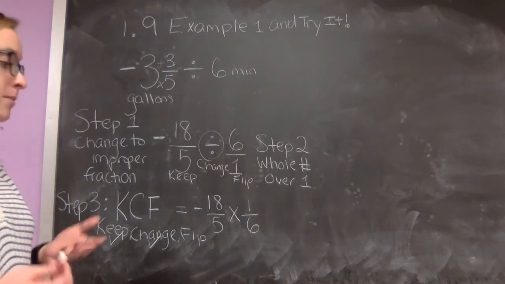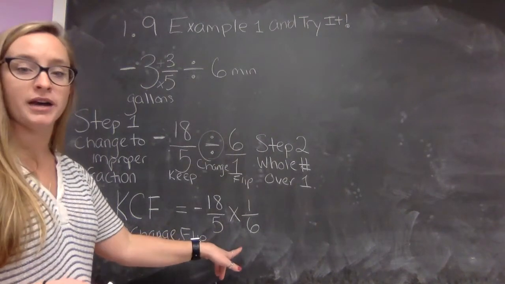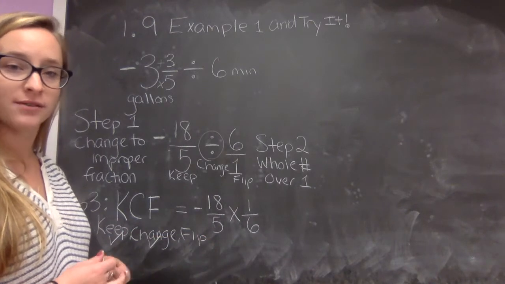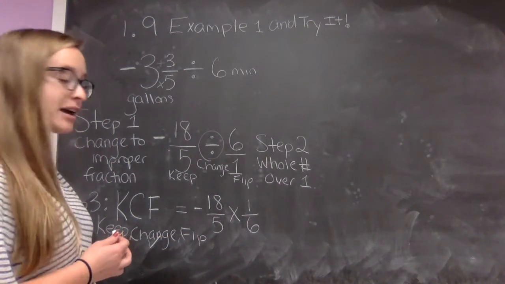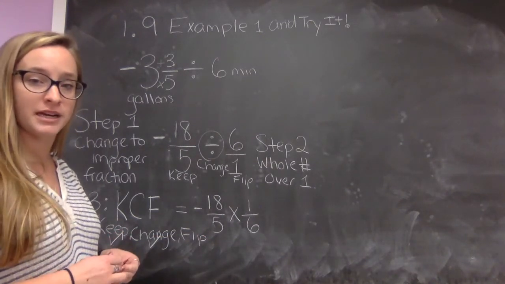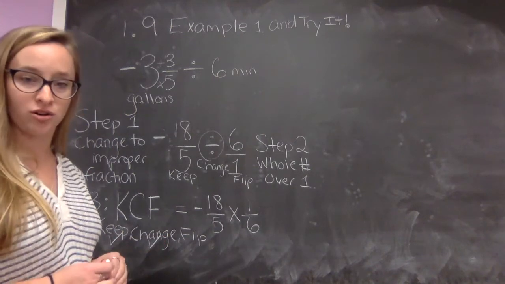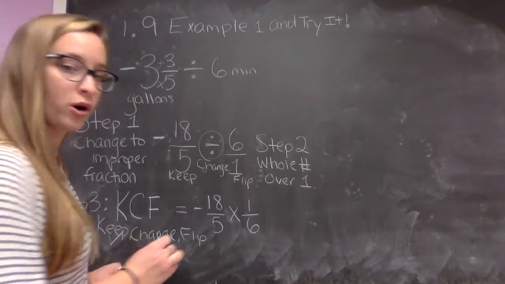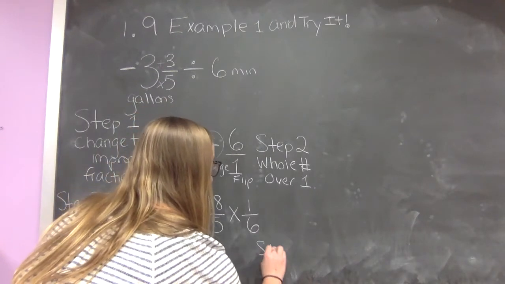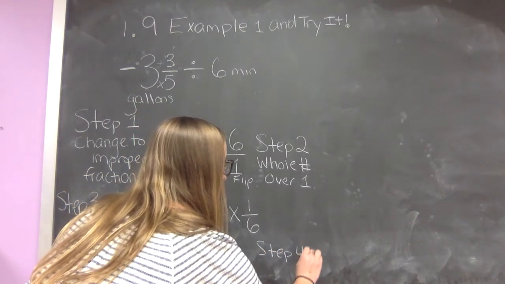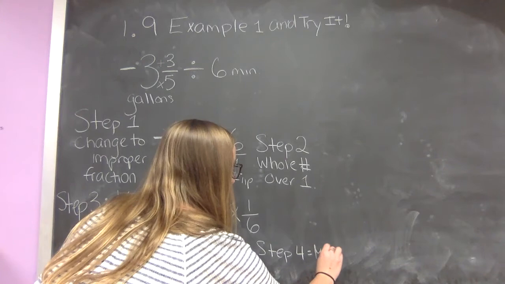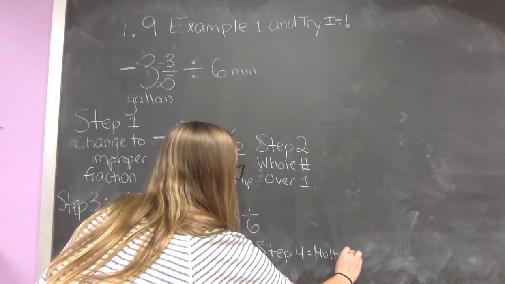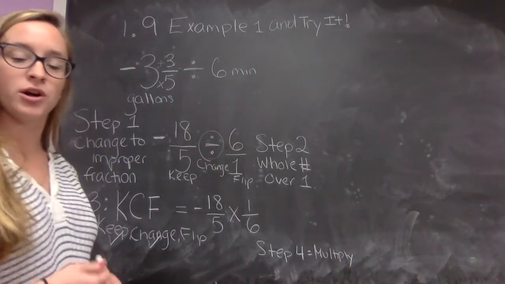And now, when I multiply, I don't have to change my denominators or my numerators. I don't have to find equivalent fractions, or the same denominator. I can just multiply straight across. Okay, so step 4, and I'm going to put this down here. Step 4, you're going to multiply.